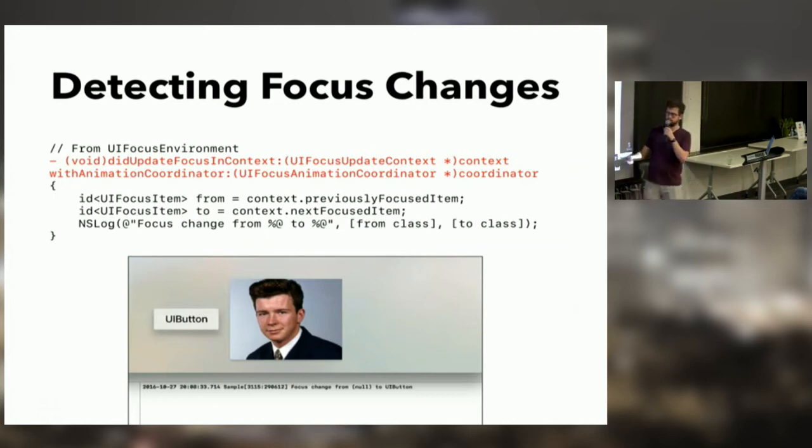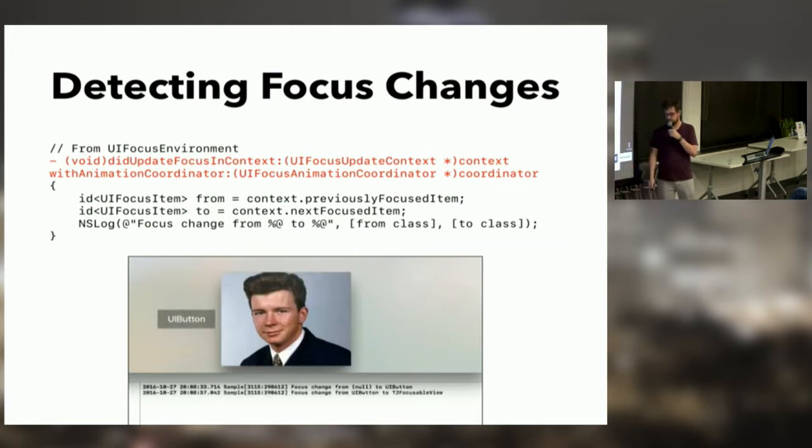In this case, a very contrived example, I'm basically logging the focus changes as focus changes. Here I have two focusable elements, a button and a custom view that I've constructed, and you'll see as I switch focus by moving left and right, it logs each time. So that's how you detect focus changes.